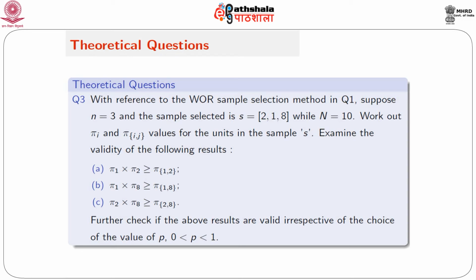So the parts A, B, C relate to your computations and then verifying these inequalities. Very good. And the same question, whether it depends on the choice of p in the description of taking up the first unit from the population, whether it depends on the choice of p. Very good. What are the MCQs?